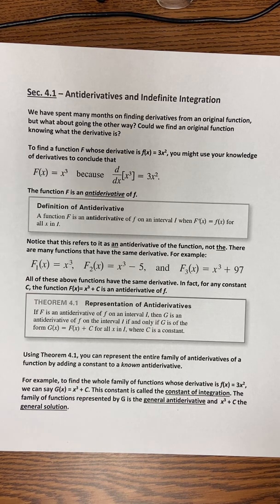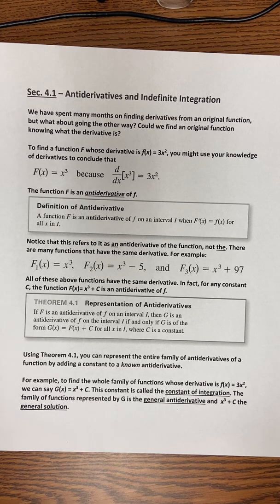So we've spent many months on finding derivatives from an original function, but what about the ability to go the other way? What if we wanted to find a function whose derivative is 3x squared? We would use our knowledge of derivatives and probably conclude that to get a derivative of 3x squared, we've got to use an x cubed, and recognize that the power will come down in front and subtract 1. That means x cubed is an antiderivative of f because its derivative is 3x squared.